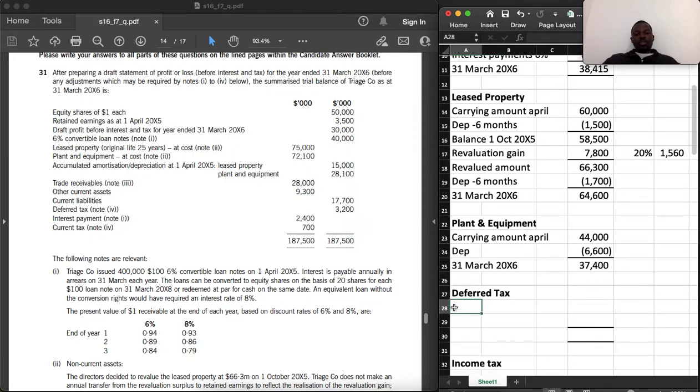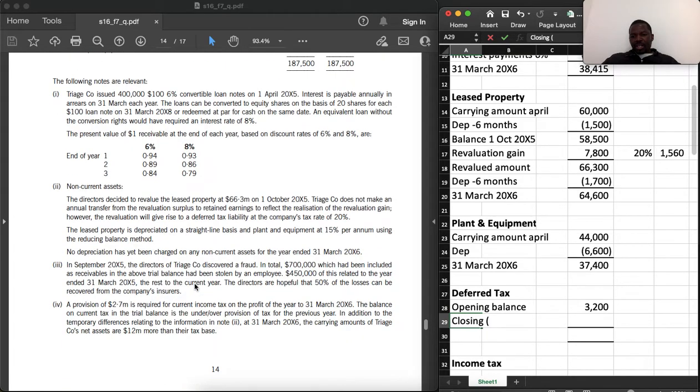Now let's go to our deferred tax. The opening balance of the deferred tax, we take it from the trial balance. So we say opening balance, which is 3,200. Then the closing balance. Where do we get our closing balance?